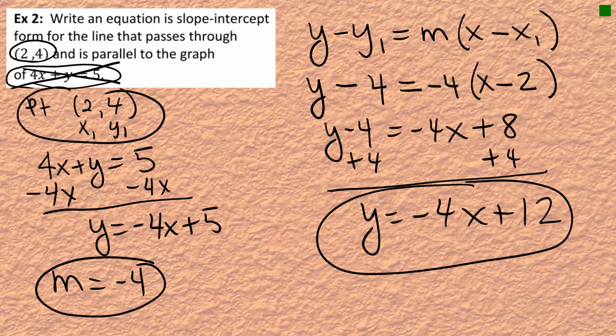All right, did you get the same thing I got? y equals -4x plus 12. We wanted the lines to be parallel, and look, the slope of my first line was -4x, or -4, and the slope of my second line is -4. So I'm good.